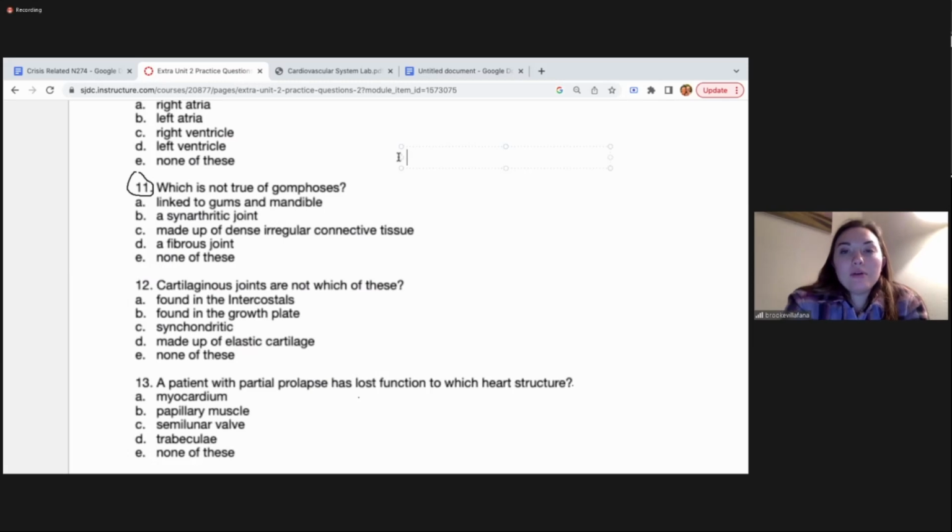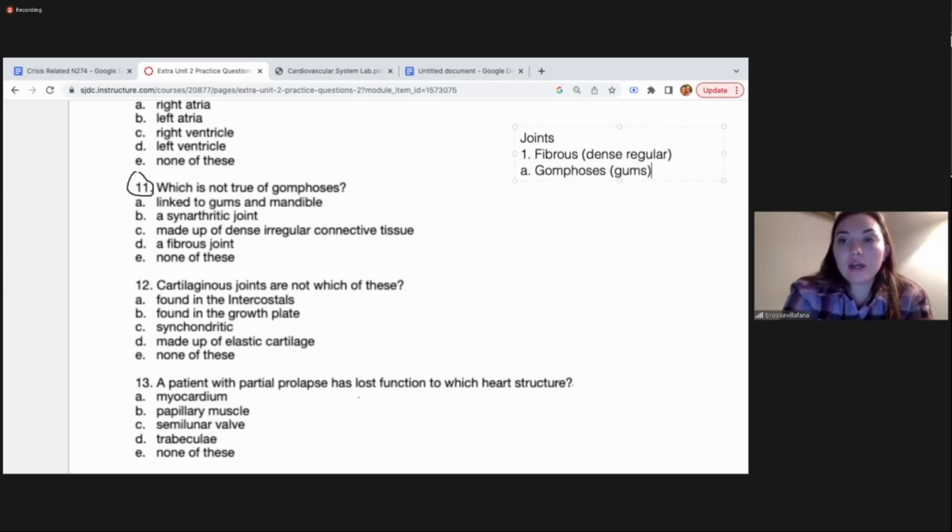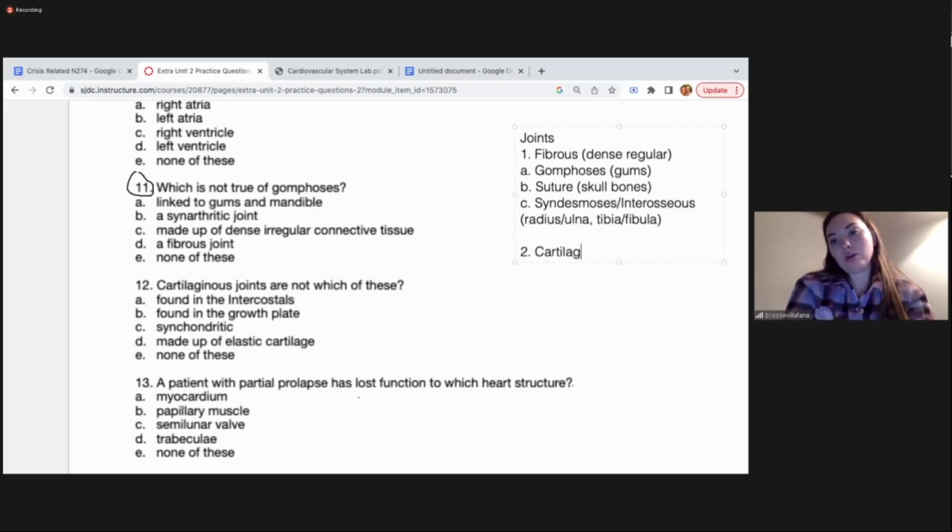Right. So when we talked about the joints, we said that there basically are 3 types. There's fibrous, which are made of dense regular connective tissue, and those have our gomphosis, which are found in the gums, the suture, and then the syndesmosis or interosseous, and that's between the radius and ulna and tibia and fibula. Sutures are between the skull bones. And then our next one is our cartilaginous, and that is our synchondrosis and our symphysis, and then lastly, synovial.